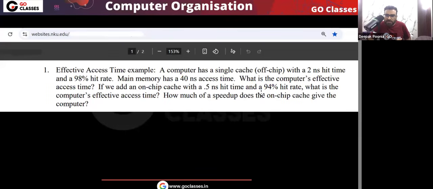And what is the speedup that the on-chip cache gives to the computer? Okay, so basically there are three parts in this question. So let's solve this question. Let's solve the first part.